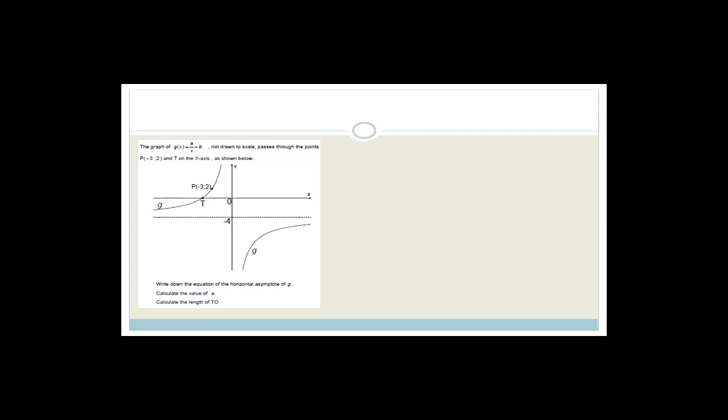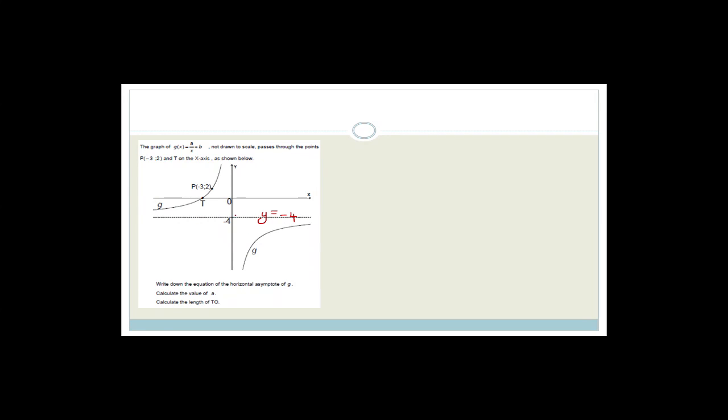It says the graph of g of x equals a over x plus b, not drawn to scale. Okay, so there it is. It's a hyperbola. It passes through the points P(-3, 2) and T on the x-axis as shown below. It says write down the equation of the horizontal asymptote of g. Well, that's pretty easy, because do you see that there is the horizontal asymptote, and its equation is y equals minus 4.